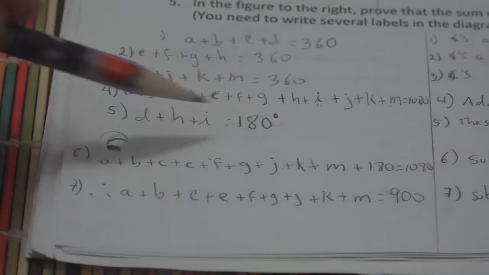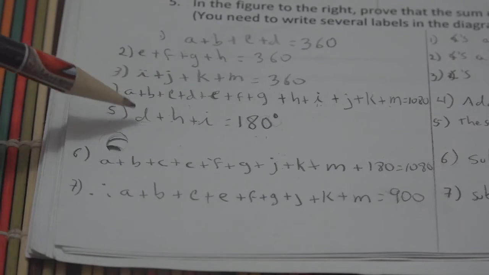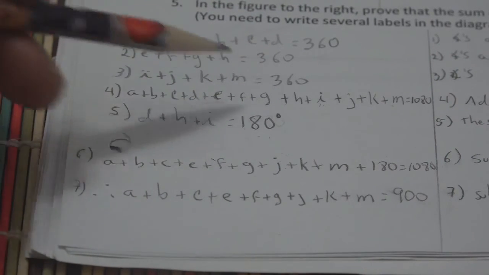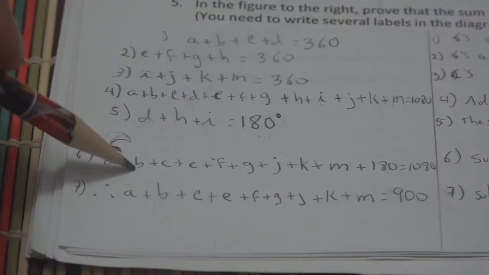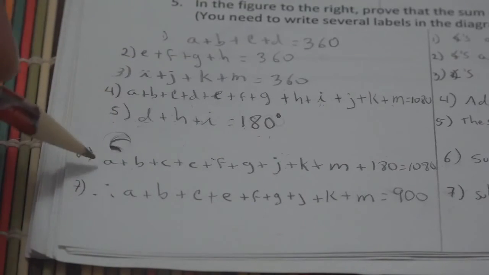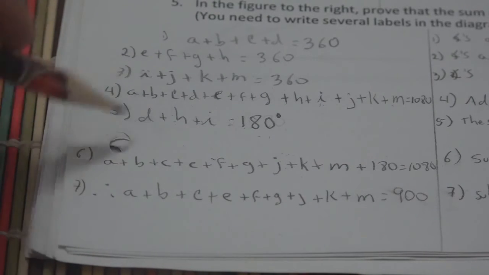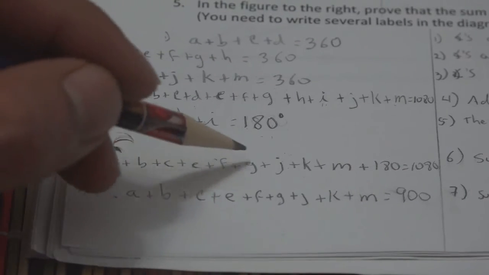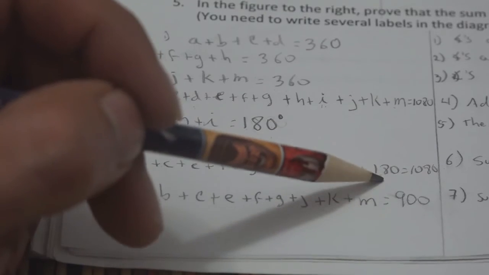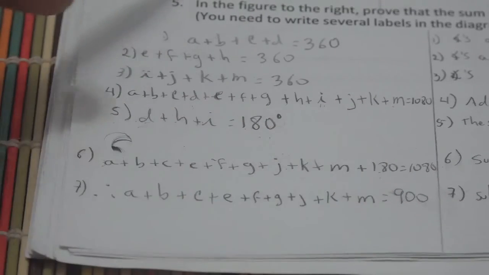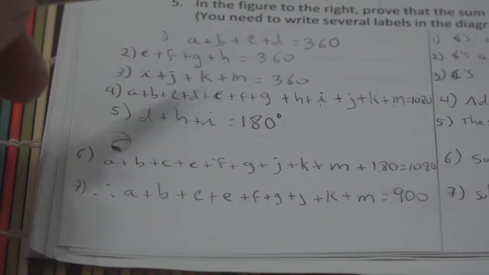So instead of writing all the letters, now remember, we don't have D, H, I. Now we're going to have 180. So A plus B, oh, by the way, if you have more space, you write angle A, angle B. Okay, so A plus B plus C plus D plus and so on, plus 180, which is DHI, right? Equals 1080.